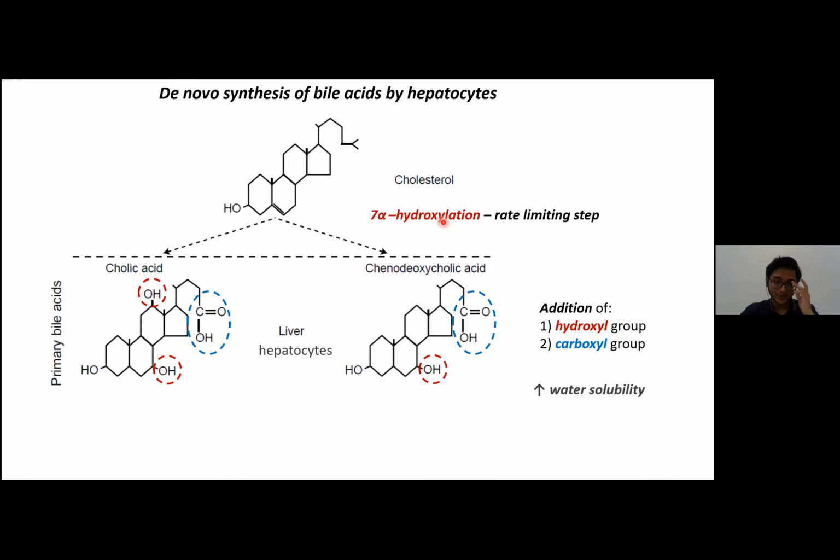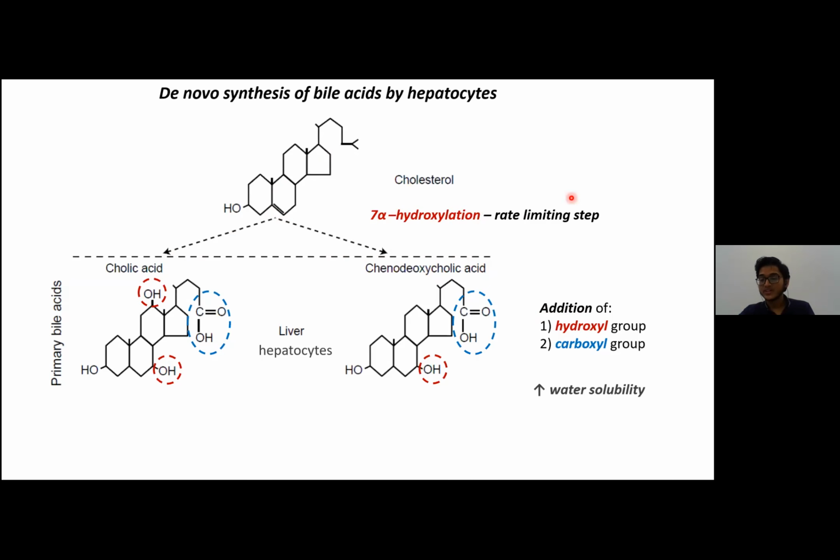Now, this is very important. I told you that bile acids are synthesized from cholesterol. You need to know that once cholesterol comes into the hepatocytes, there's an enzyme called 7-alpha hydroxylase. You need to know this enzyme. This is the rate limiting step of bile synthesis, okay? Cholesterol comes into the hepatocyte, 7-alpha hydroxylase produces cholic acid and chenodeoxycholic acid.